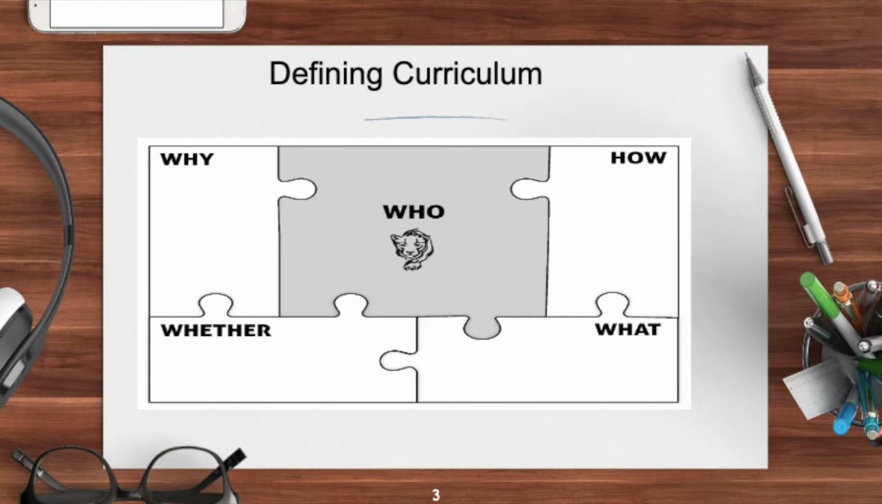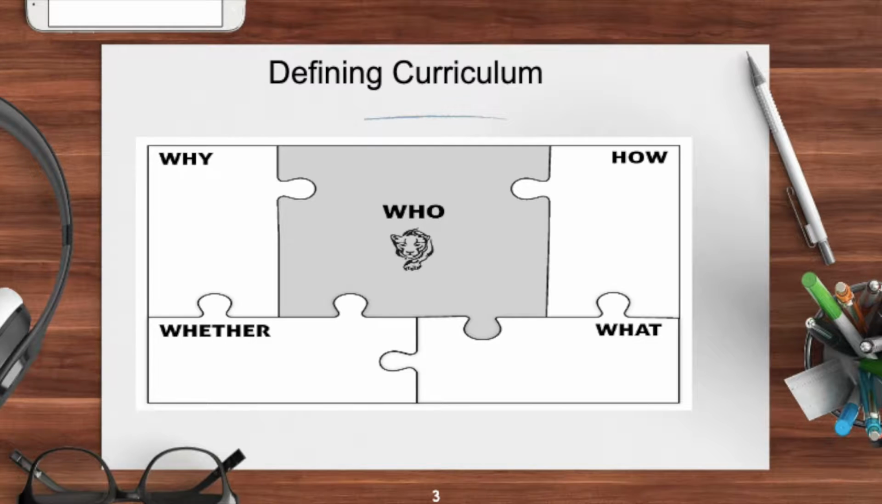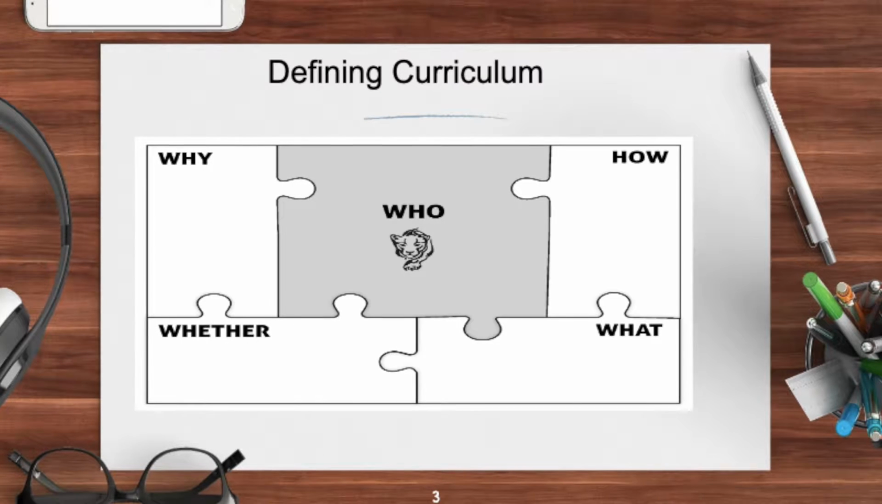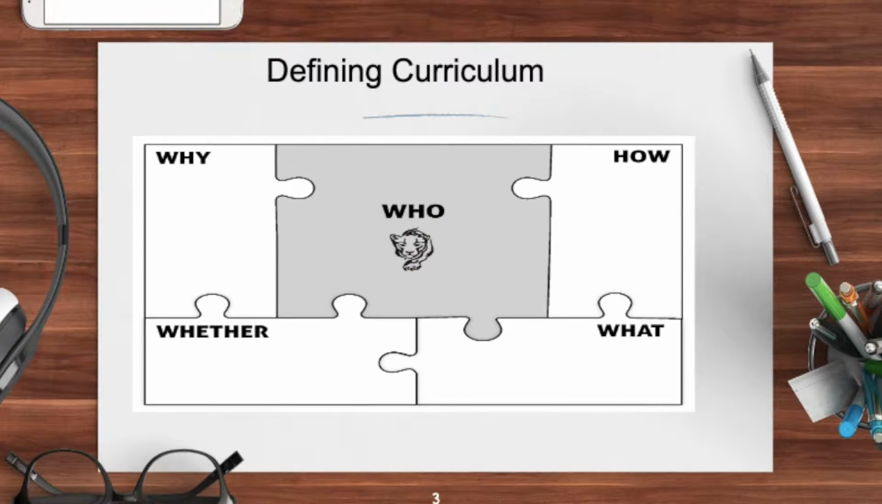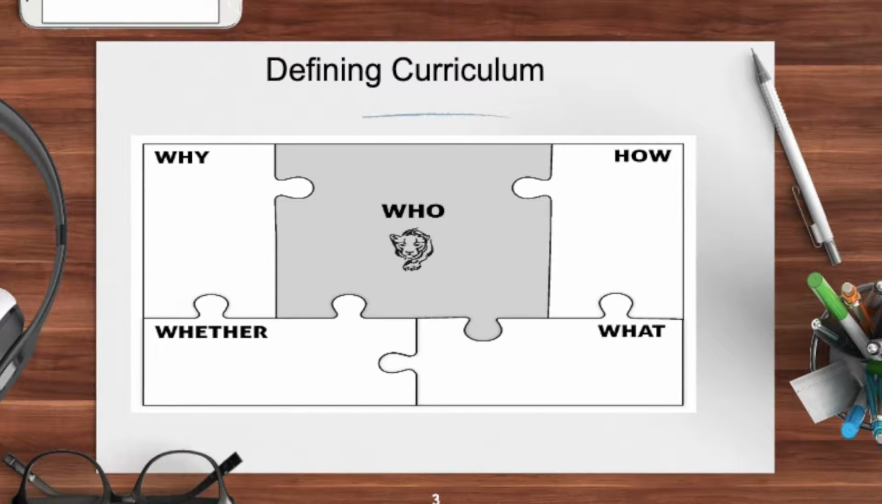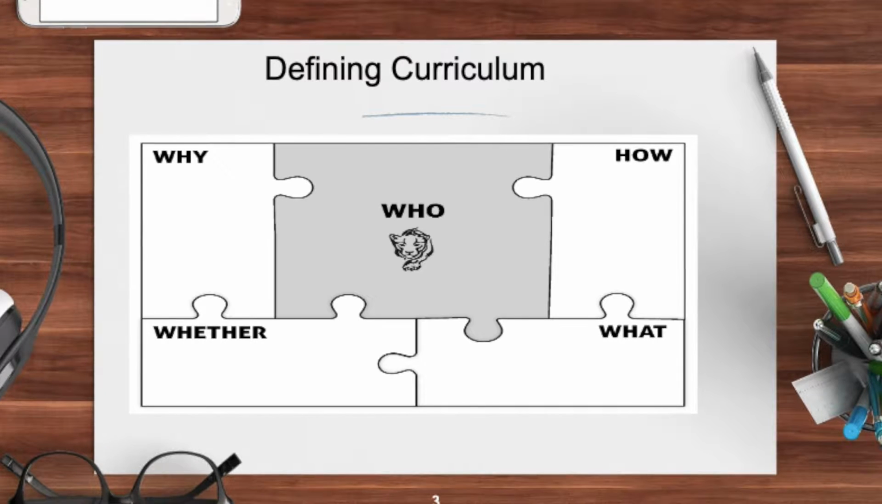I'd like to start off by defining curriculum inside of our school. The who and why are big picture items that encompass our students and our mission. Who are our learners and what needs do they have? Why? Why do we exist as a school? And does our mission support our curriculum?